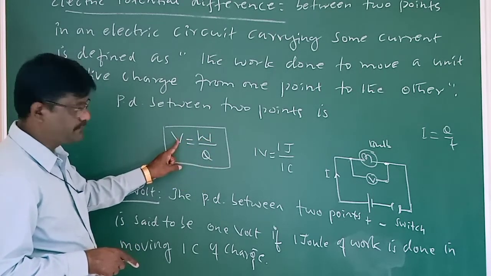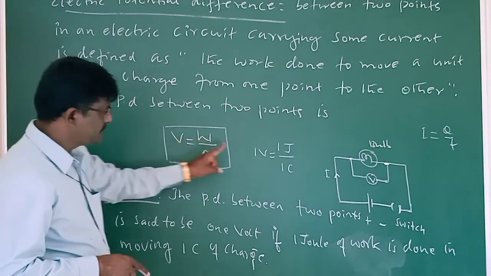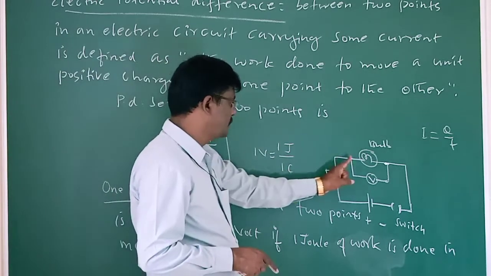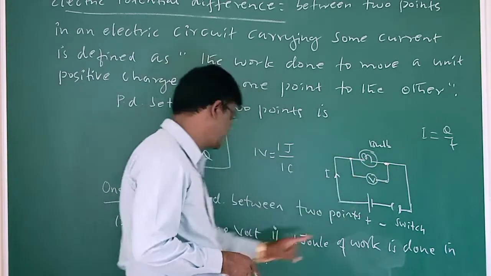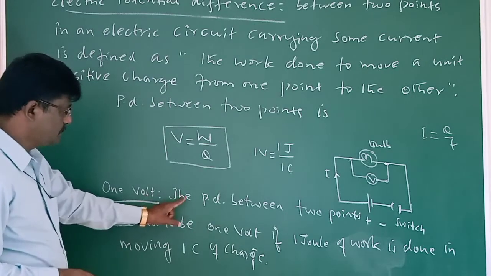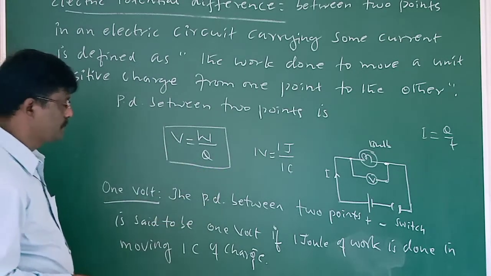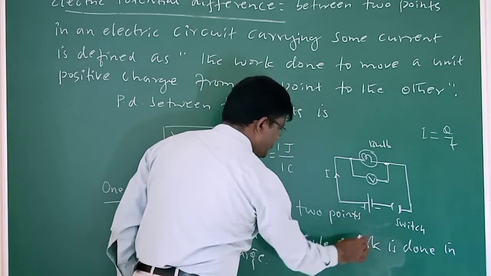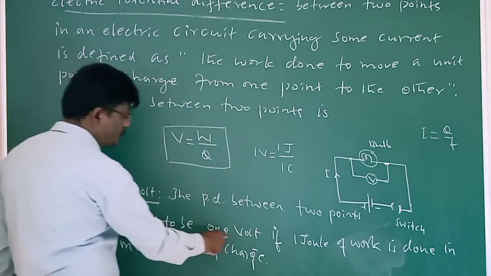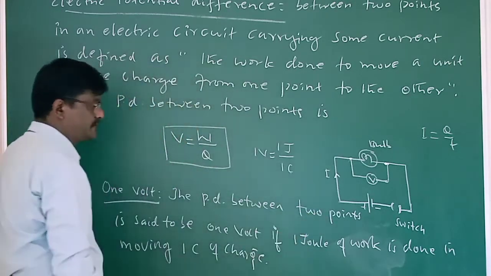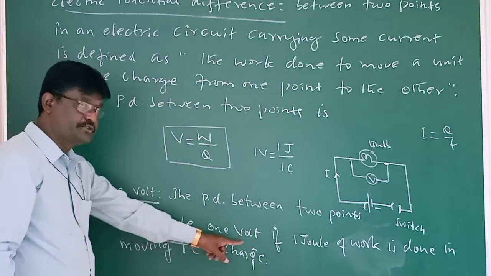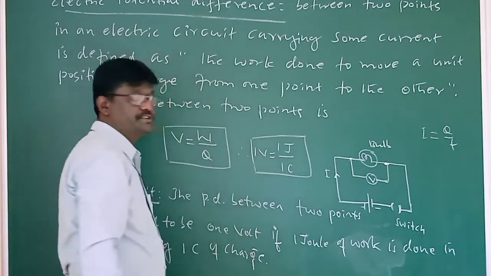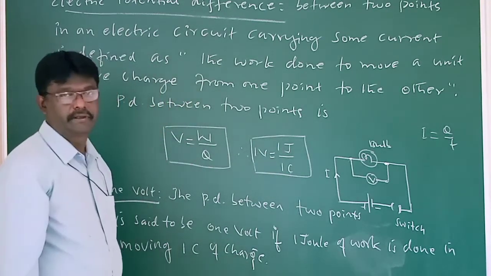V is what? Potential difference. Hence, potential difference is said to be 1 V if 1 joule of work is done in moving 1 coulomb of charge from one point to another. The potential difference between 2 points is said to be 1 volt if 1 joule of work is done in moving 1 coulomb of charge. Therefore 1 V equal to 1 J by 1 C. Okay.